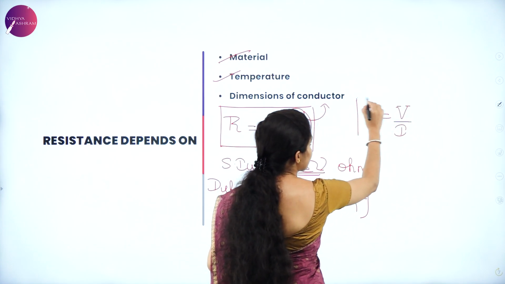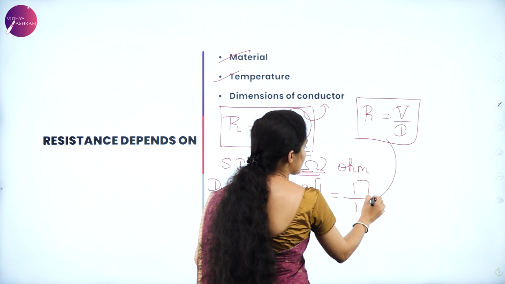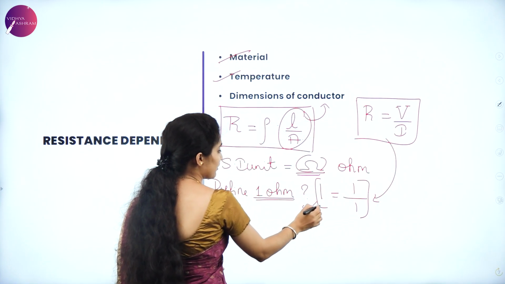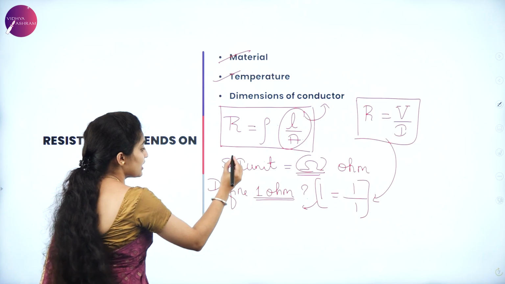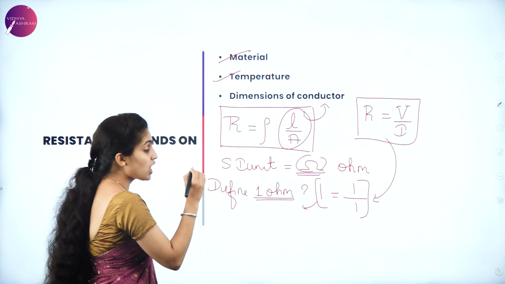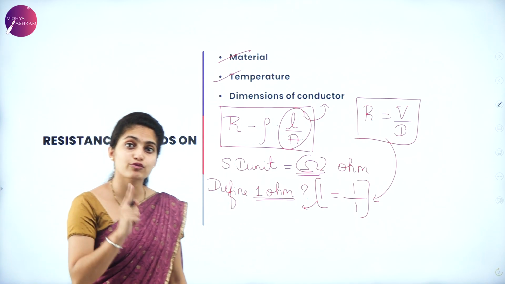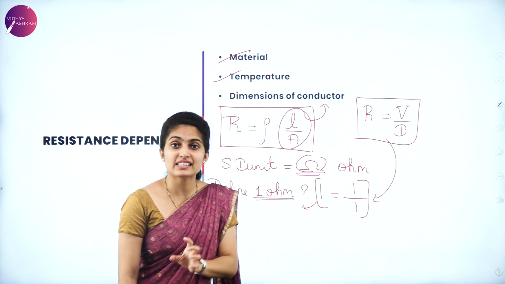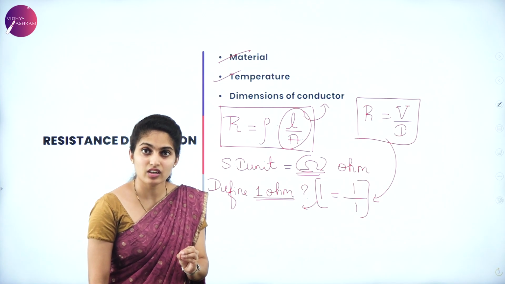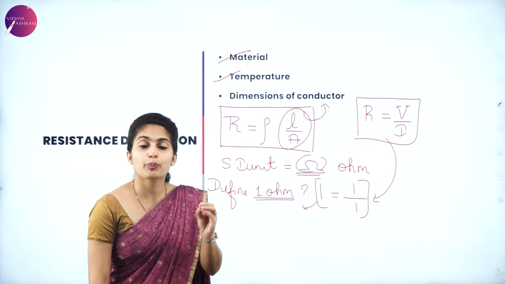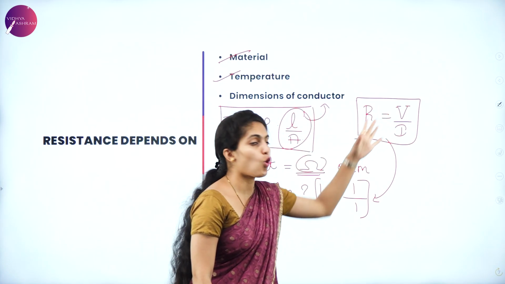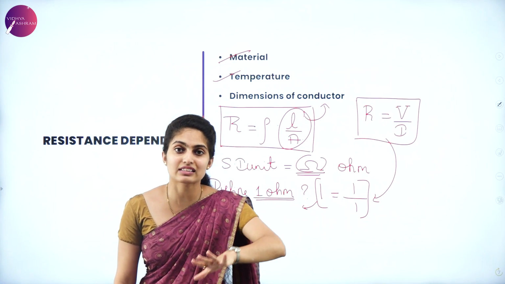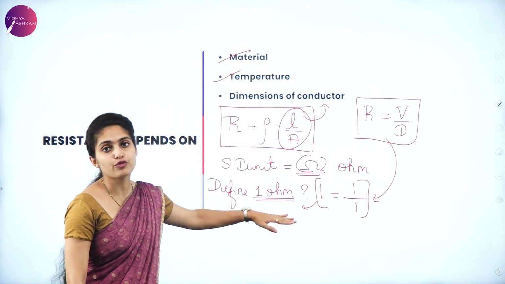Okay, so having this formula, I can just give out the definition. Define 1 ohm. A conductor is said to have 1 ohm when 1 ampere of current is flowing through it and it has a potential difference of 1 volt across its ends. That is nothing but the definition of 1 ohm.